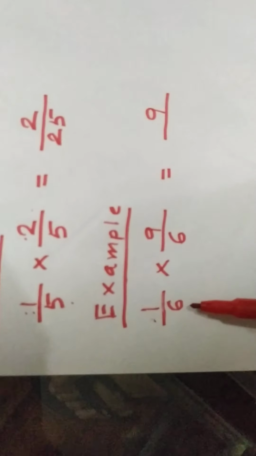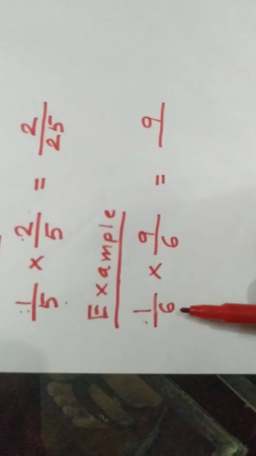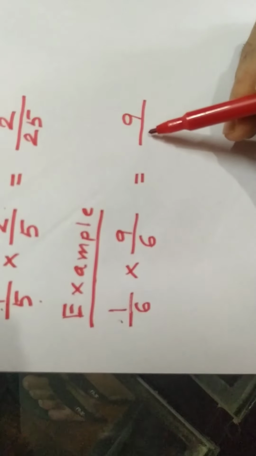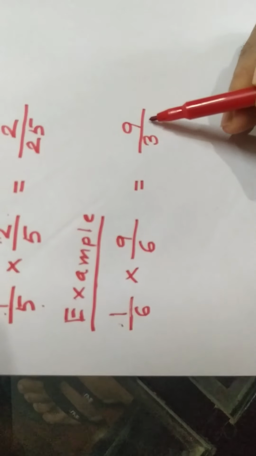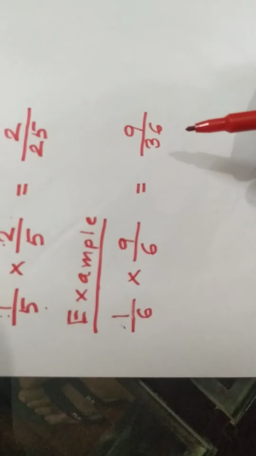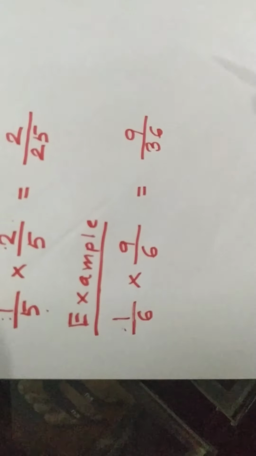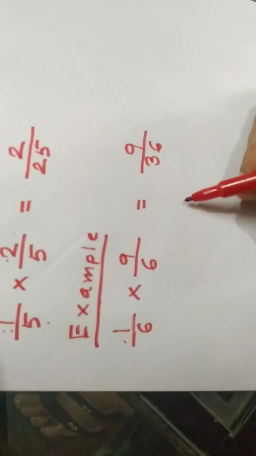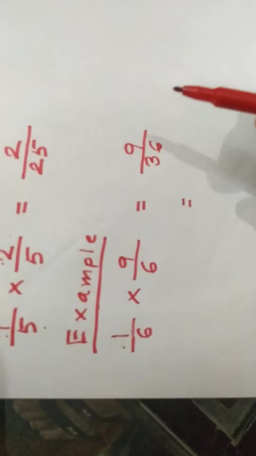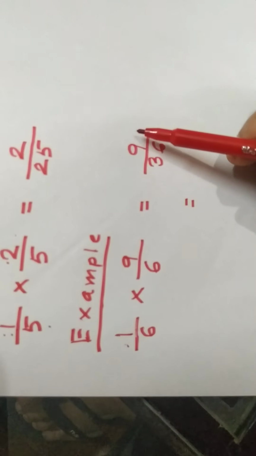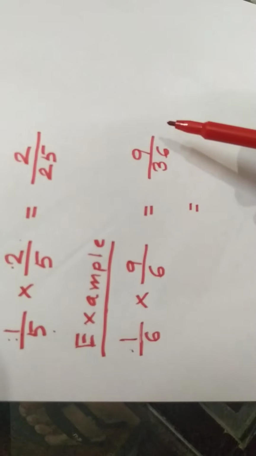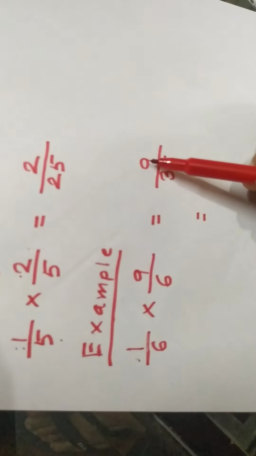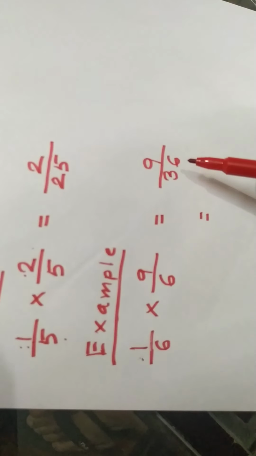Now, what is the denominator of the first fraction? 6. What is the denominator of the second fraction? 6. So what does 6 into 6 give us? 36. Now, you can leave it in this form, but see, this fraction 9 by 36 is not reduced to its lowest form, which means that between the numerator and the denominator, there is a common factor other than 1. What is that common factor? Well, 9 is a factor of 9, 36 is a factor of 36.